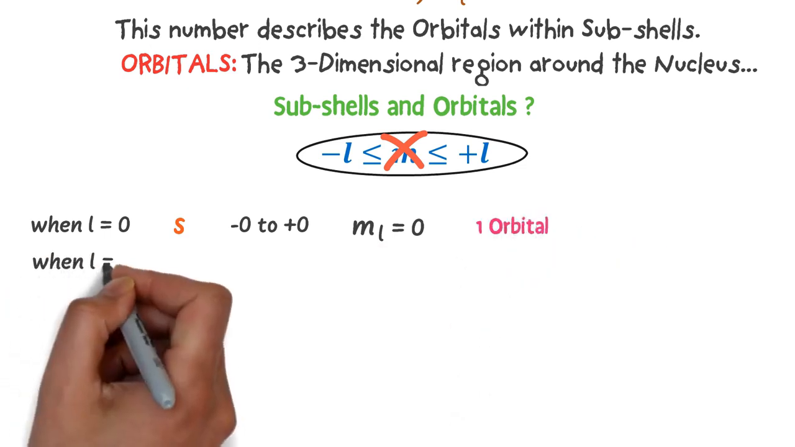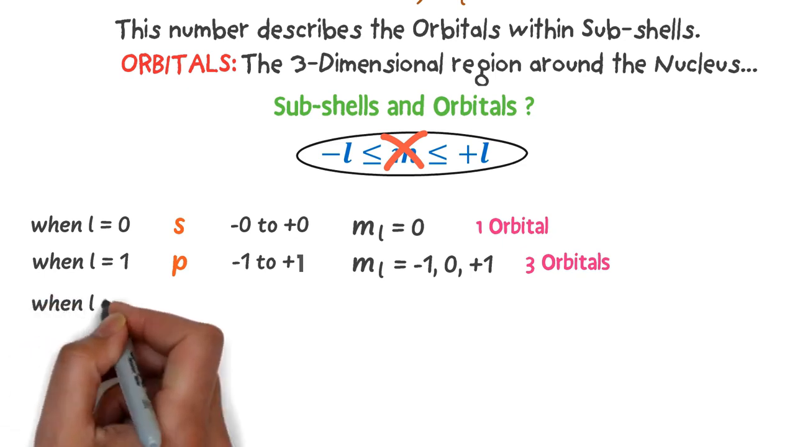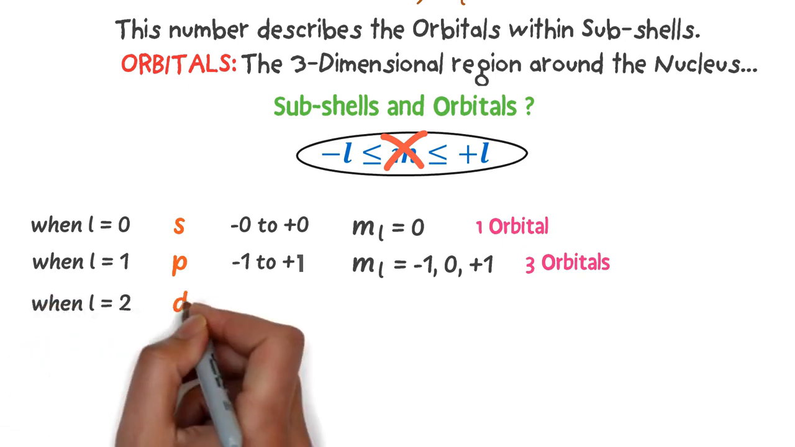Secondly, when L is equal to 1, it is the P subshell. What about the possible value of ML? Well, go from negative 1 to positive 1. Negative 1, 0, positive 1. Thus, when L is equal to 1, ML is equal to negative 1, 0 or positive 1 and the P subshell has 3 orbitals.